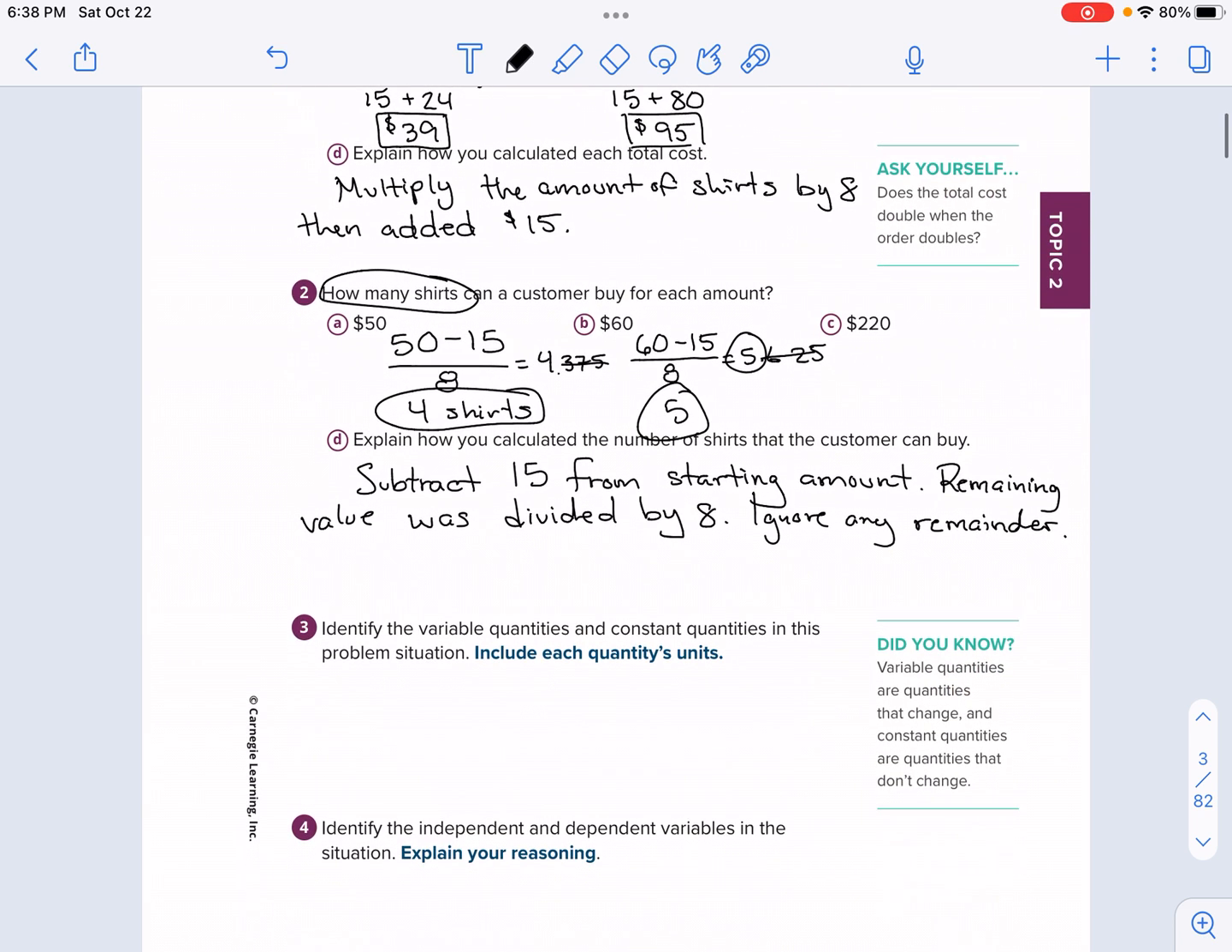All right. And then number 3, identify the variable quantities and constant quantities in the problem situation. So what are the things that vary? What are the things that are constant? Meaning, what are the things that stay the same? Let's say variable quantities. I'm just going to draw an arrow here. The thing that's variable here is the number of shirts. Okay. The constant is the setup fee. The setup fee is always the same. It's always going to be $15.